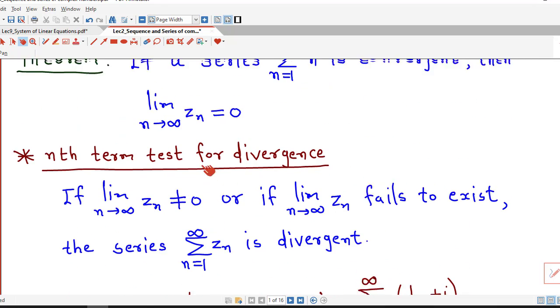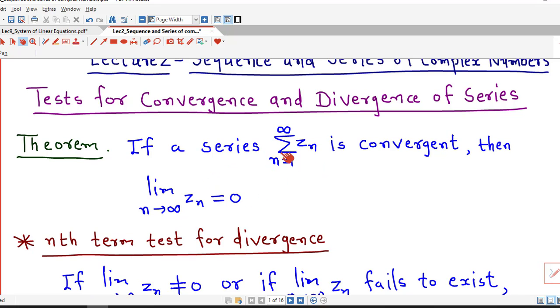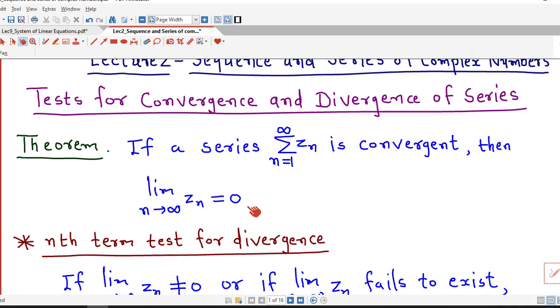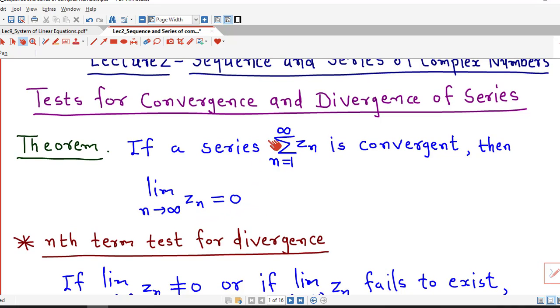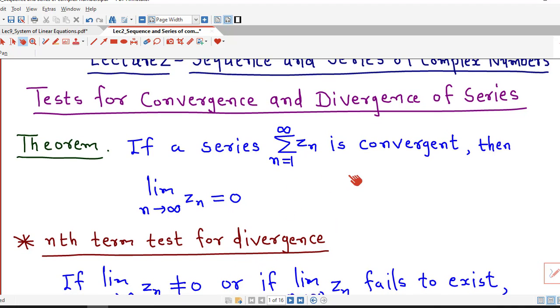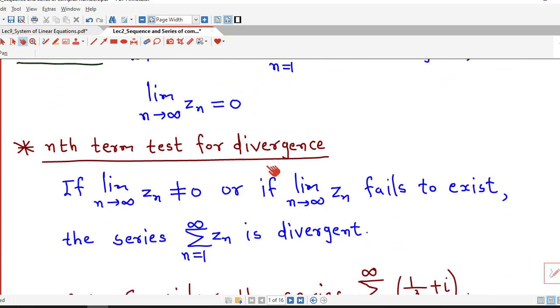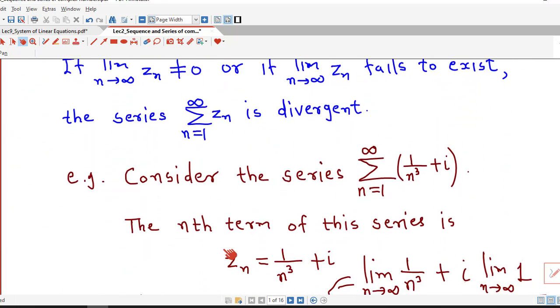But if the limit of the nth term is 0, then we cannot say anything about the convergence or divergence of this series. The converse of this result is not true. The converse of this result is: if the limit of Zn equals 0, then this series is convergent. That converse statement is not true. So keep in mind, if the limit of the nth term is non-zero, then the series is always divergent. But if the limit of the nth term is 0, we cannot say anything. So we have to think of other results or tests in that case.